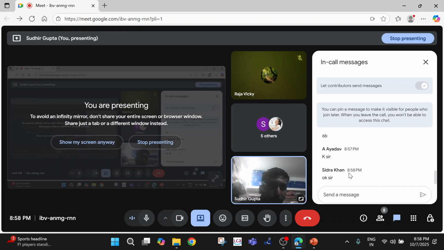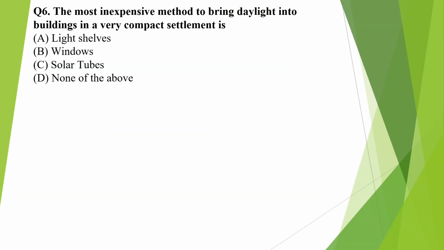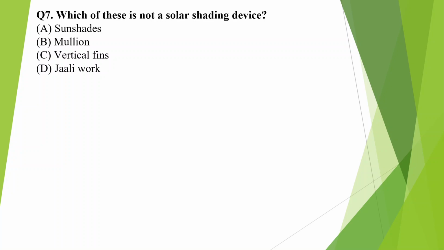Okay, so fine. Let us move to the seventh question. Which of these is not a solar shading device? Whether it is solar shades, bullion, vertical fins, or jolly work. Out of the four options, which one have you not heard of when the discussion about solar shading devices was made to you?